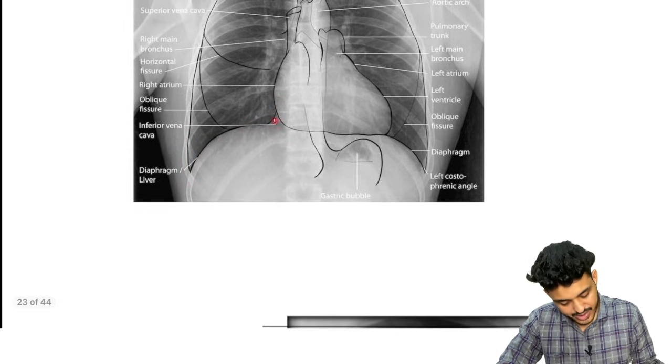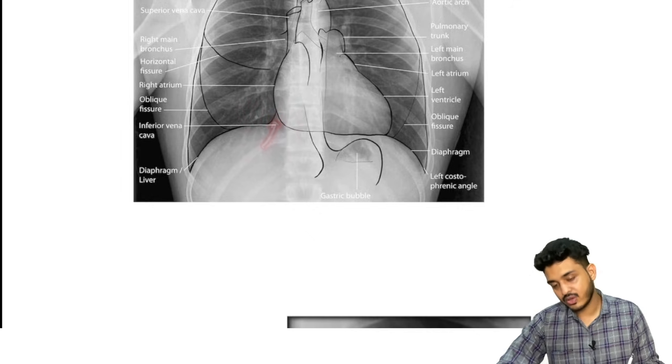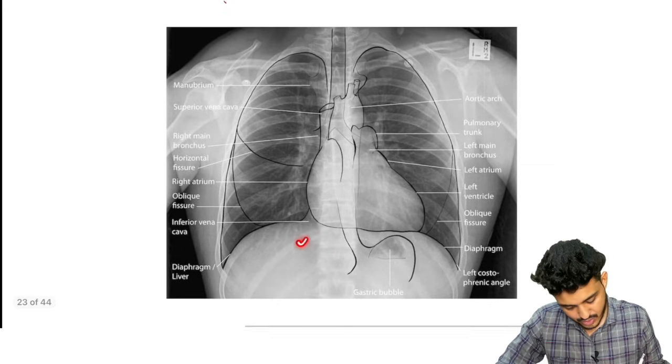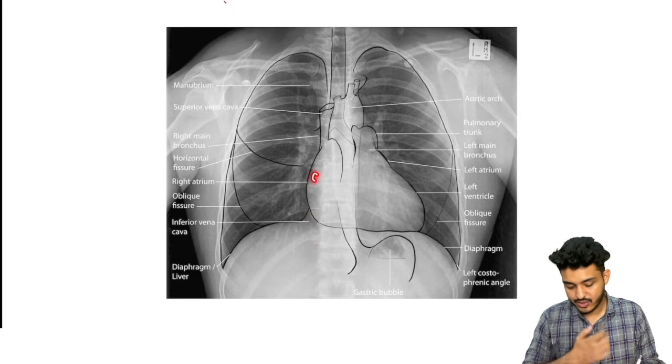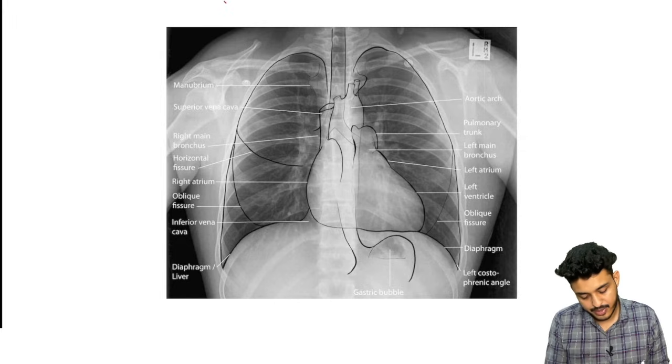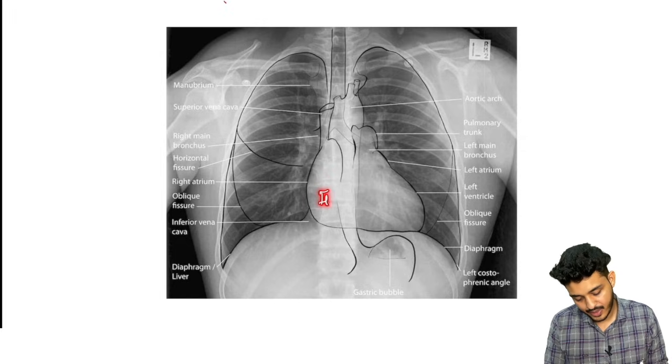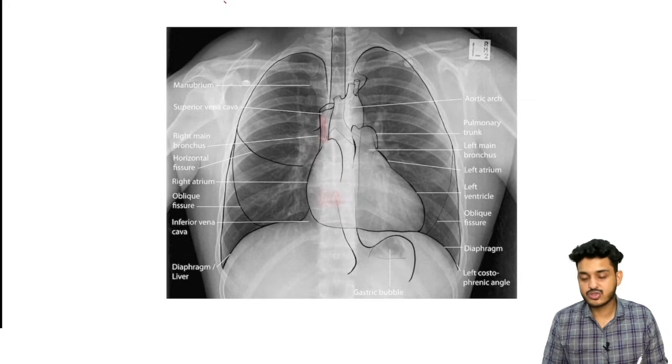And can you appreciate here, somewhat here, this particular part you will have the inferior vena cava also, right? This inferior vena cava is going to come from here. This is going to be draining into the right atrium. So this is going to be the part for the inferior vena cava. This is going to be your superior vena cava.